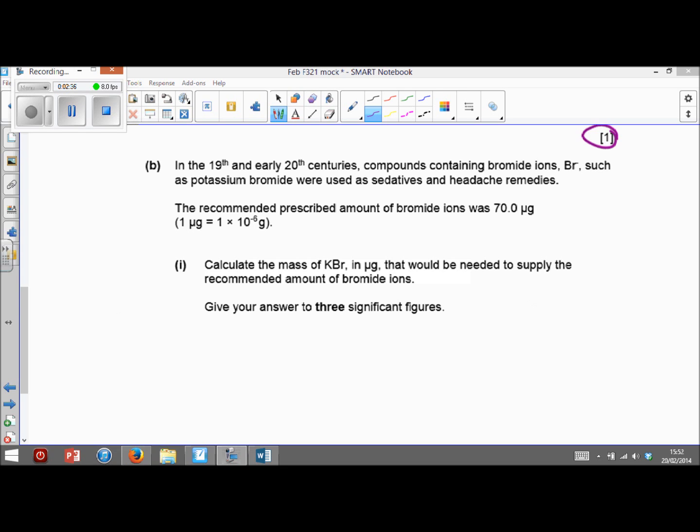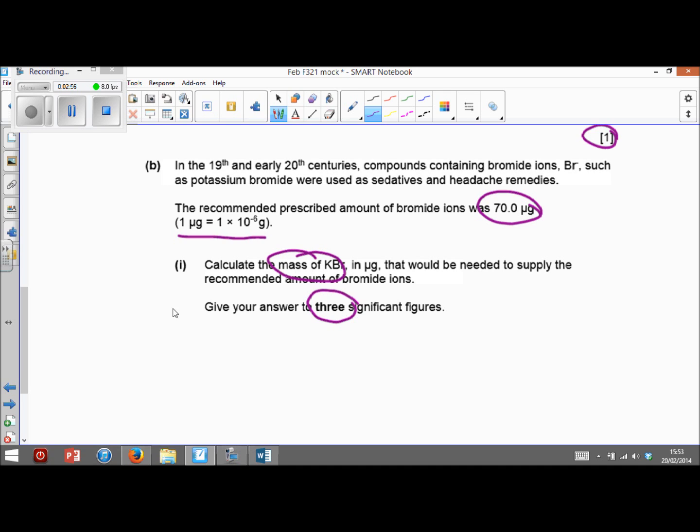A lot of people miss this out. 3 significant figures here. Okay. So, we want the answer to 3 significant figures. Top piece of information is irrelevant. This piece of information is important. This is, and this here. All the rest of it is irrelevant.